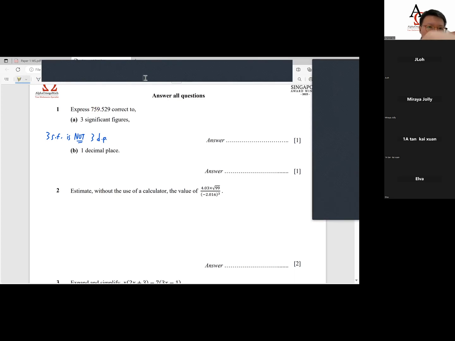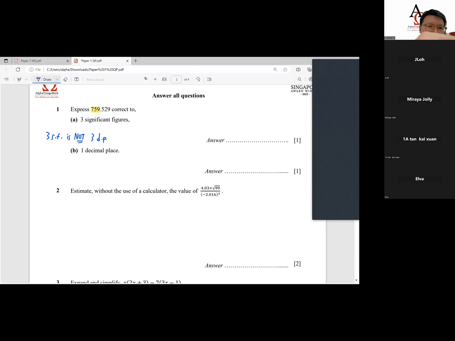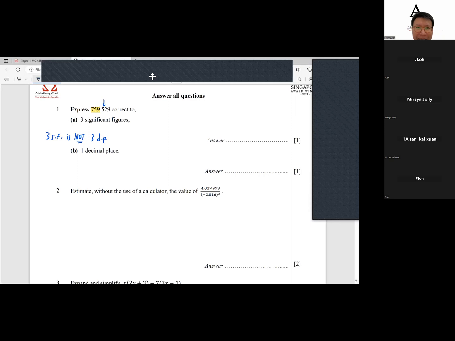Over here, the 3 SF that we're looking for is actually the first 3 digits, which means we're looking at the 4th digit to decide whether to round up or round down. The 4th digit is the 5 over here. Anything 5 and above, we round it up. But the tricky part is that this is 759. So when we round up, it's going to become 760.